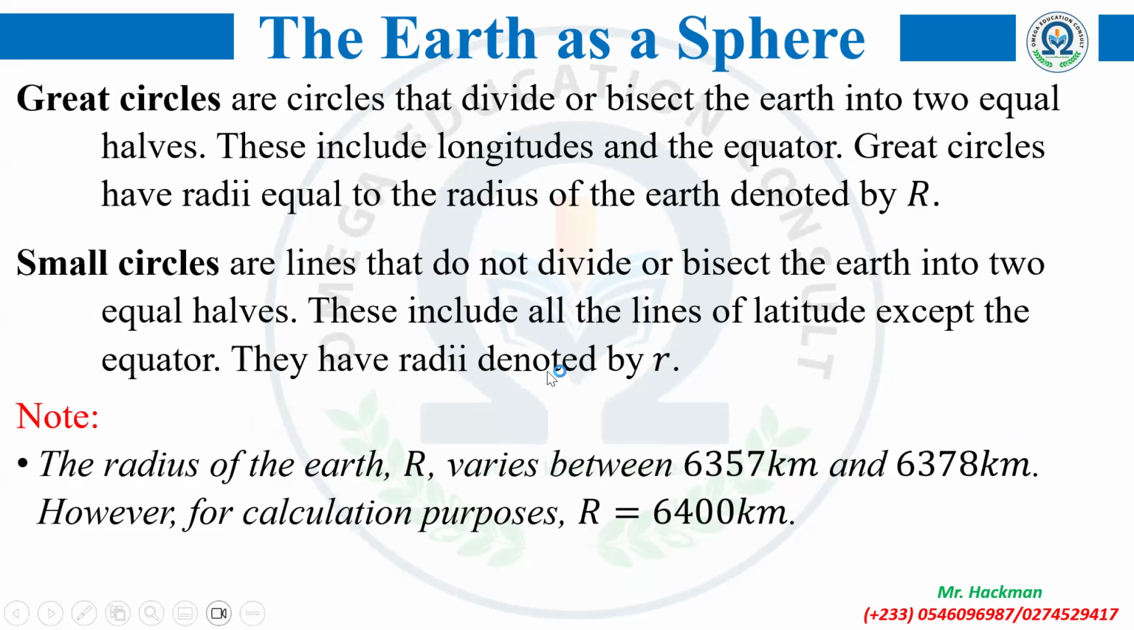Now you should note the following. The radius of small circles is represented by small r. So great circles, big R, R for radius. Small circle, small r, R for radius, as simple as that. The radius of the earth, capital R, varies between 6,357 kilometers and 6,378 kilometers. But for calculation purposes, we usually assume the radius of the great circle is 6,400 kilometers. Am I clear?